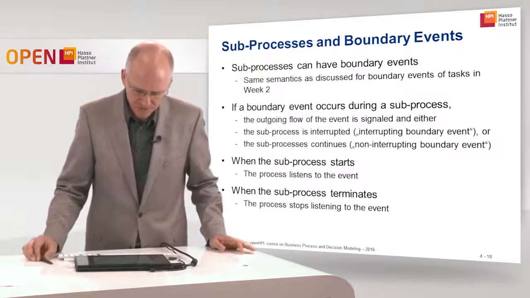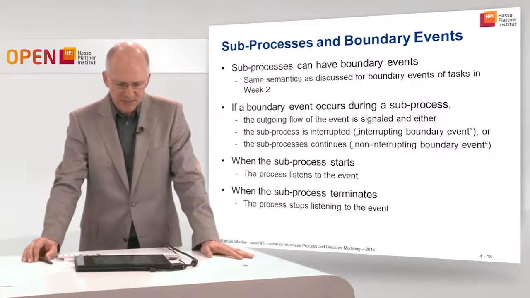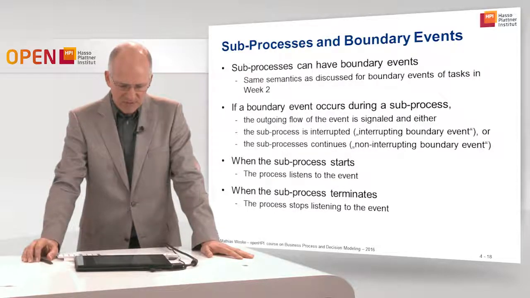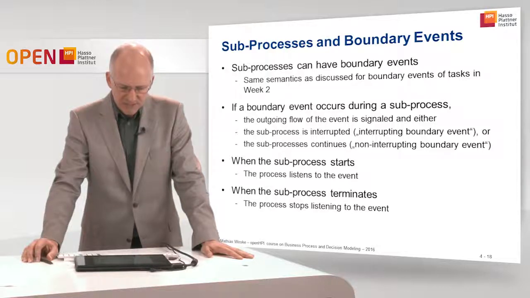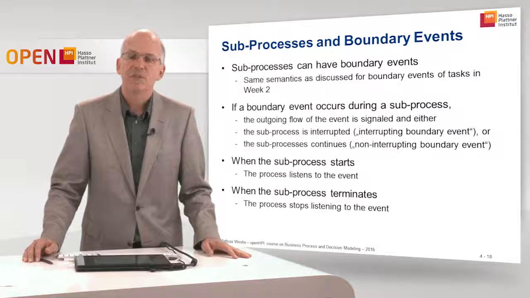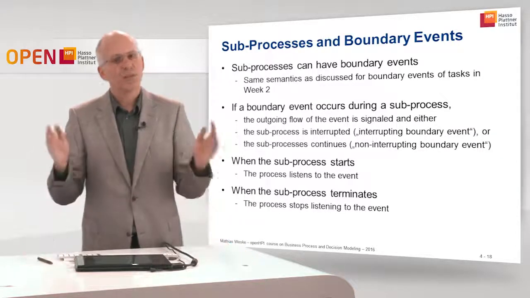So if a boundary event occurs during a subprocess, the outgoing flow of the event is signaled, and either the subprocess is interrupted, if it's an interrupting boundary event, or the subprocess just continues normally in case it is a non-interrupting boundary event. When the subprocess starts, the process begins listening to the event, because we said that the event is only relevant if it occurs while the process runs.